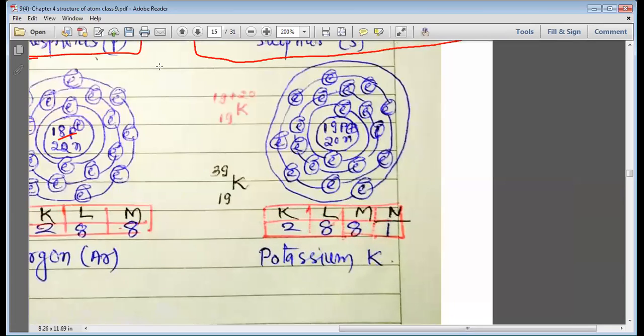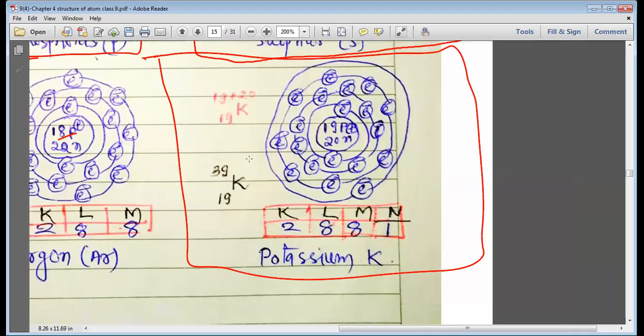Now, my dear students, we want to study about the next element, and that element has got its name potassium. So let us study about the new element. The name of this element is potassium. Potassium falls on the 19th number, so it has got 19 protons and 19 electrons around it, and it has got 20 neutrons, my dear students.